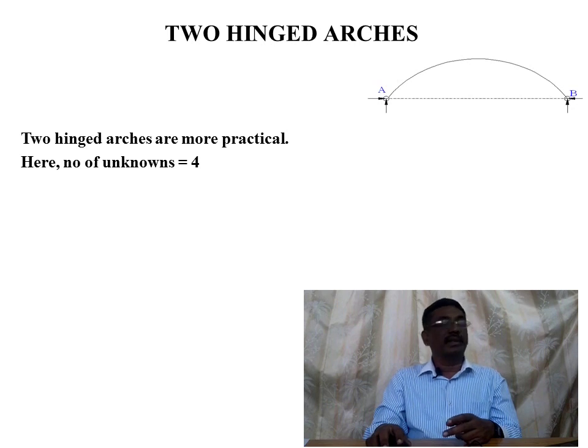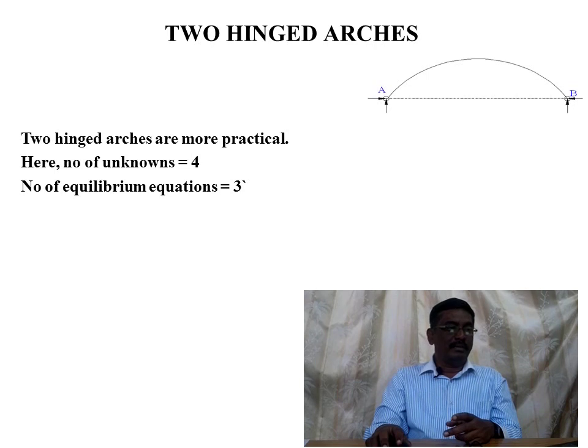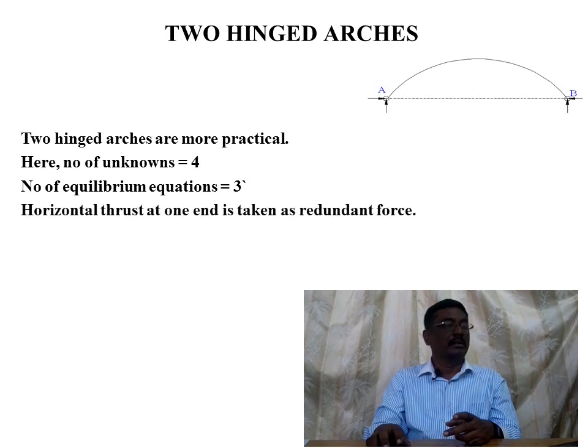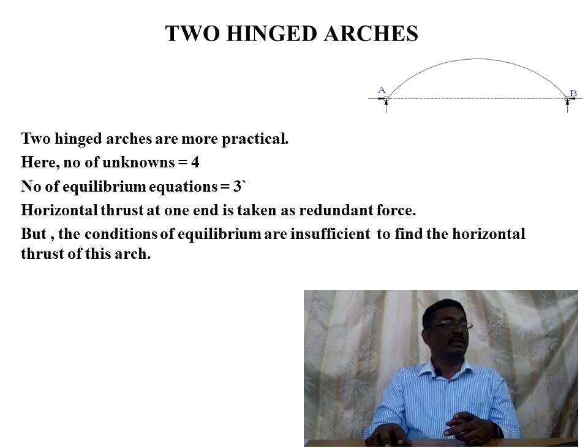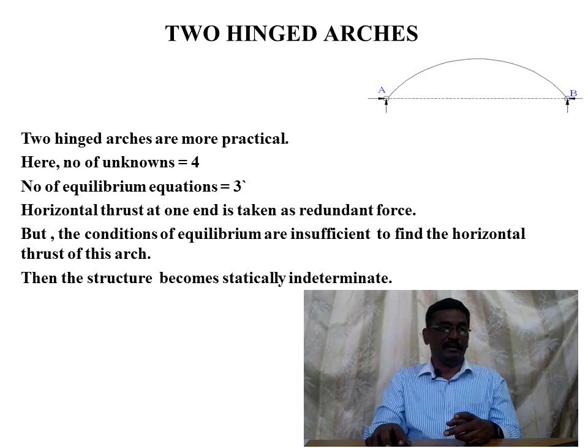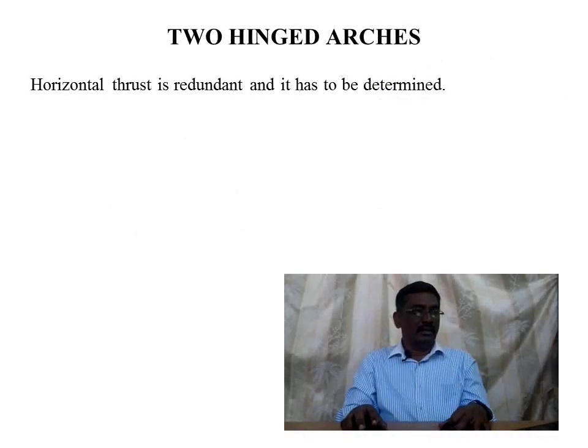The number of equilibrium equations available is 3, so one force becomes redundant. The horizontal thrust on one end is taken as the redundant force in case of two hinged arch analysis. Since the conditions of equilibrium are insufficient to find the horizontal thrust of the arch, the structure becomes statically indeterminate. As I told you earlier, the horizontal thrust is considered here as the redundant force.